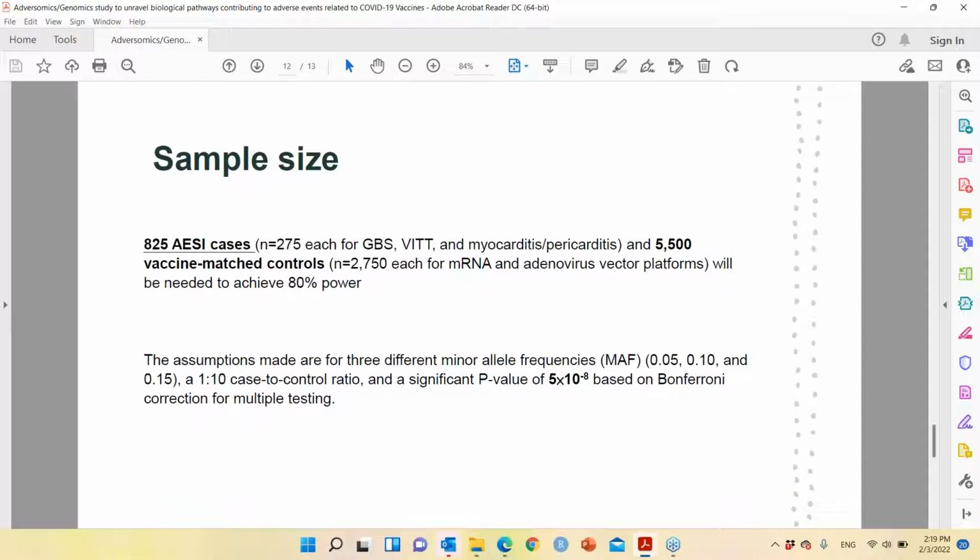Of course, as I said, this project is a collaboration with GVDN. We're not going to have all these cases and controls from our side, but we can contribute to this study as much as we can. The assumptions that we made for this sample size calculation were based on minor allele frequency set at 0.05, 0.10, and 0.15 with a 1 to 10 case to control ratio. And the significance p-value was set, like in all GWAS studies that we run, to 5 times 10 to the minus 8, which is based on Bonferroni correction for multiple testing.